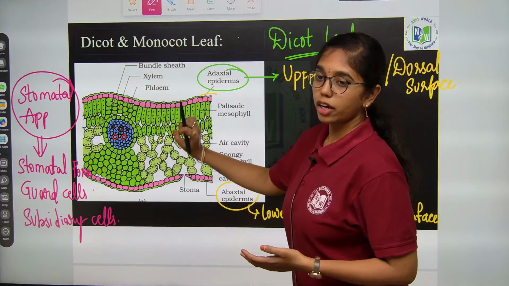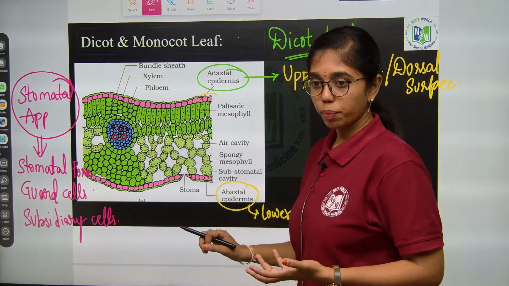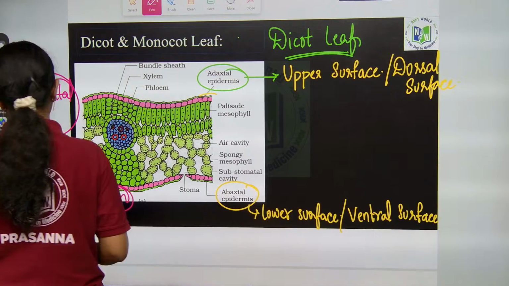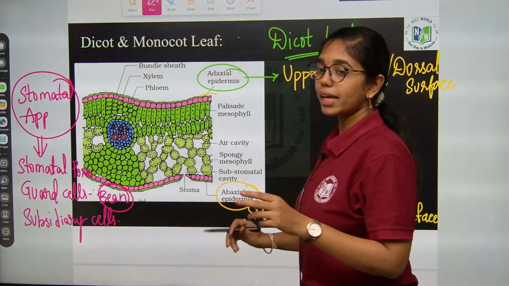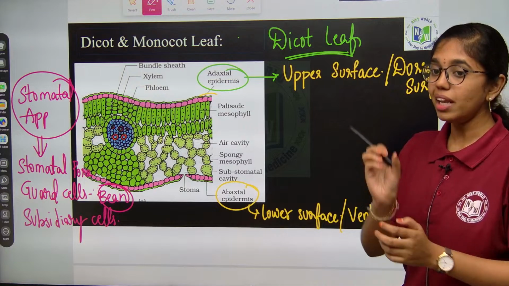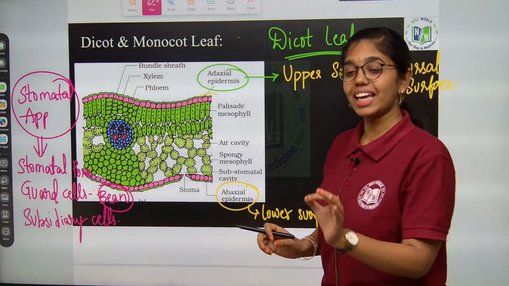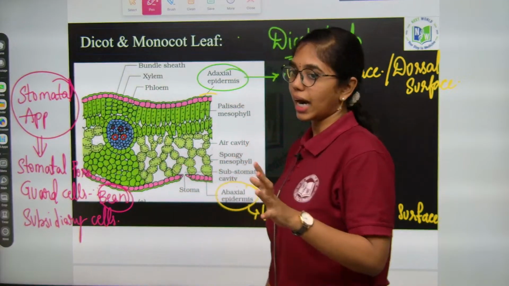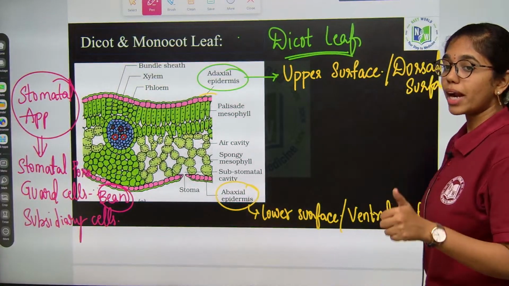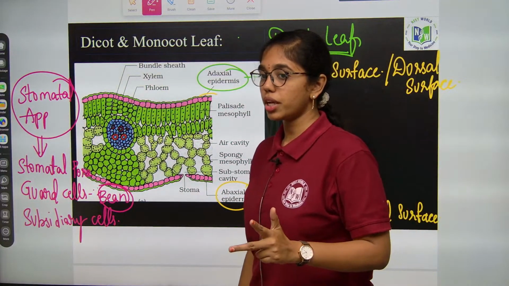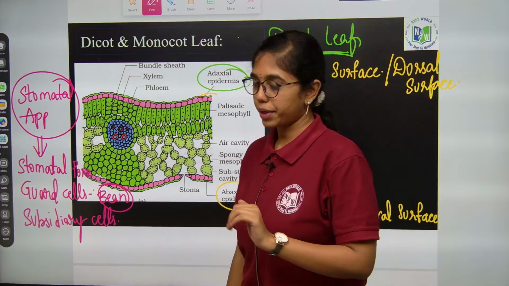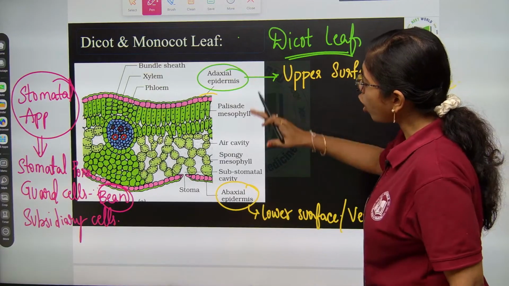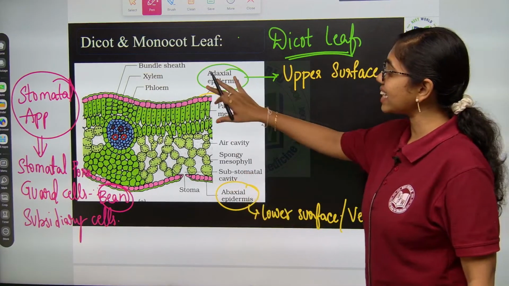Guard cells in the dicot leaf contain chloroplast and they are what? Bean shaped. Guard cells are bean shaped and contain chloroplast. They have two wall layers. The outer wall is thin and extensible, whereas the inner wall of the guard cell is thick and inextensible. Subsidiary cells are specialized cells surrounding the guard cells. So, these three together, stomatal pore, guard cells and subsidiary cells, will form up what? Stomatal apparatus.